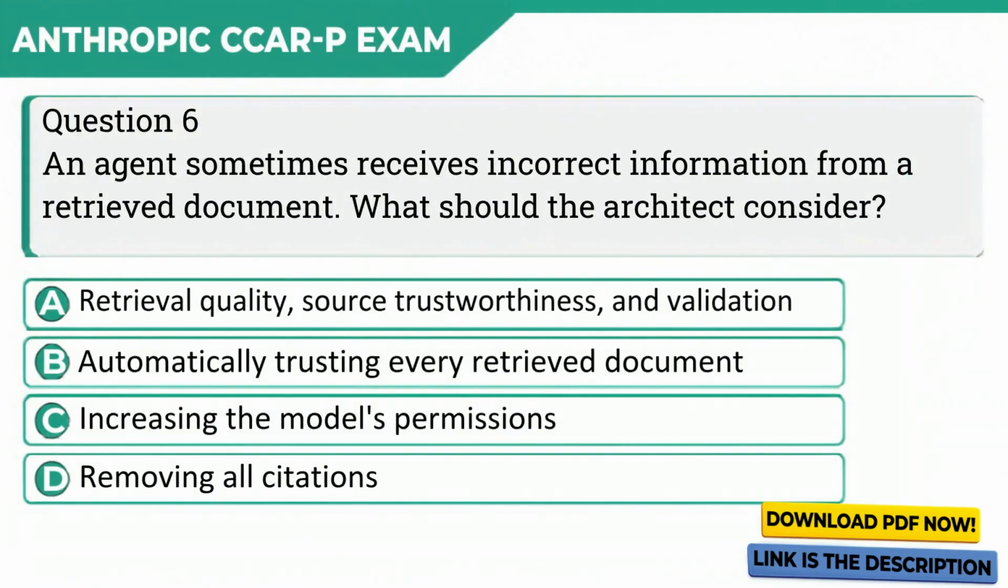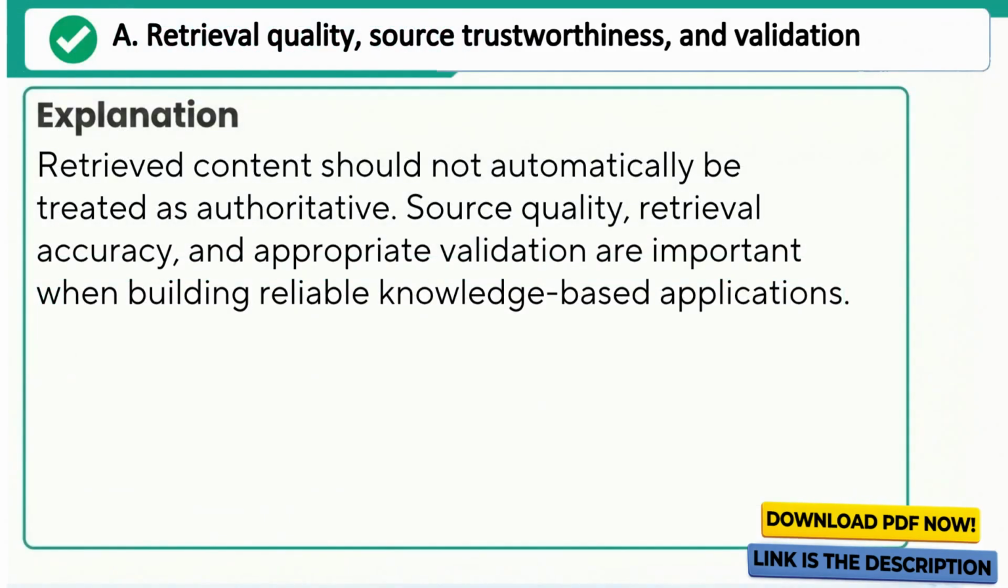Question 6. An agent sometimes receives incorrect information from a retrieved document. What should the architect consider? A. Retrieval quality, source trustworthiness, and validation. B. Automatically trusting every retrieved document. C. Increasing the model's permissions. D. Removing all citations. Correct answer: A. Retrieval quality, source trustworthiness, and validation.